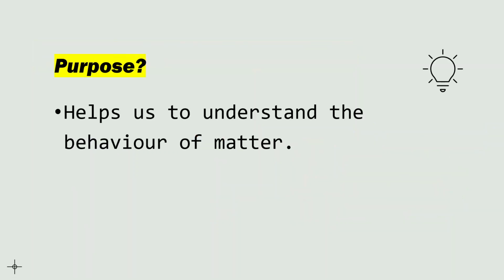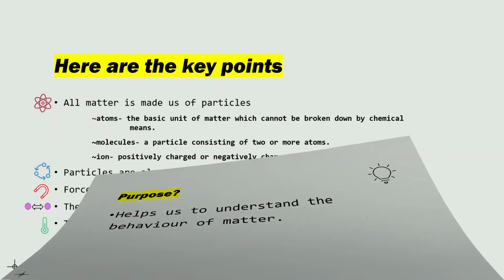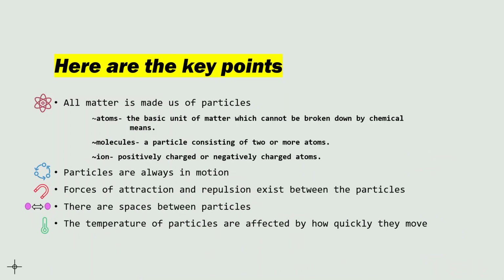Good. Now what's the purpose of this theory? This simply helps us to understand the behavior of matter. Okay? And here are some key points. All matter is made up of particles. And what are particles? We have atoms, molecules, and ions. Right? Yes, if these words are strange to you, don't worry, I have you covered. So an atom is the basic unit of matter which cannot be broken down by chemical means. Okay? A molecule is a particle consisting of 2 or more atoms. And an ion is simply a positively or negatively charged atom.